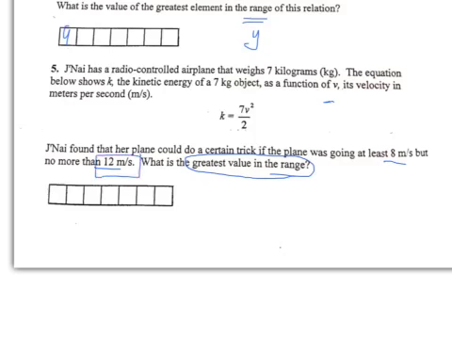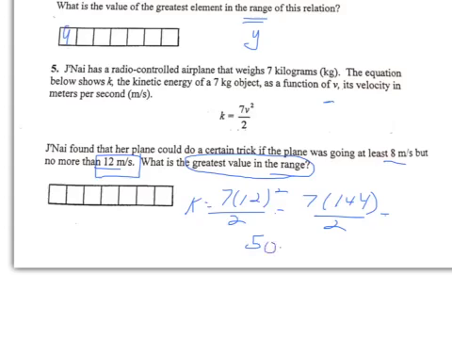So we'll substitute in for k equals 7 times 12 squared over 2, and that's 7 times 144 over 2, and we get 504. So the greatest value in the range is 504.